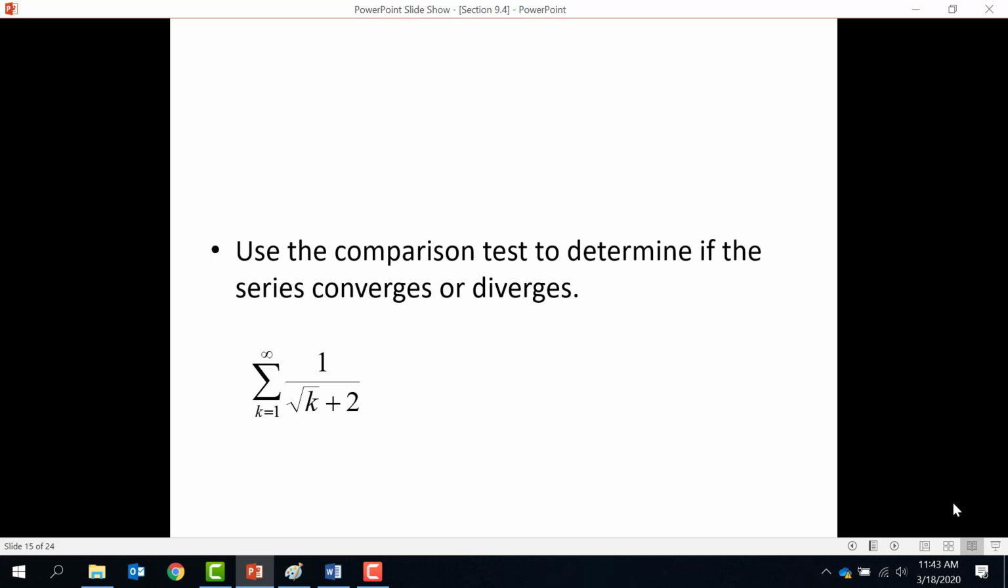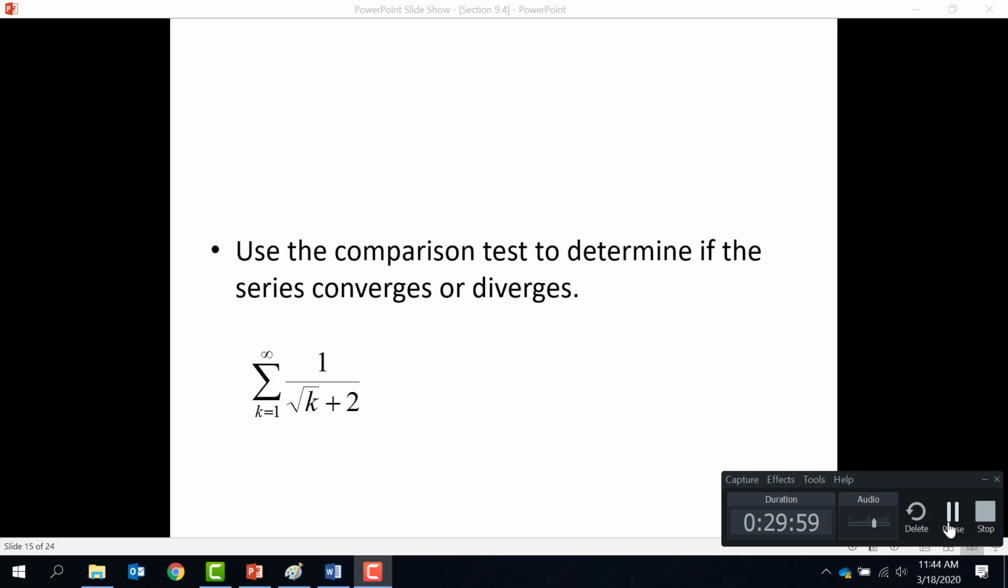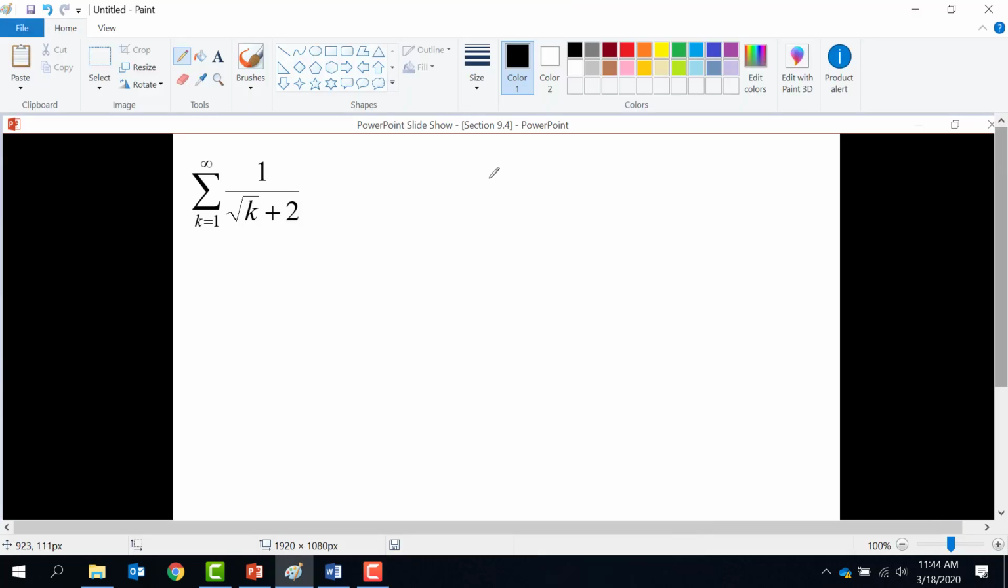And so then again, what we're going to do is use a multiple factor to make that smaller. So again, ignoring the 2, we're looking at the series 1 over the square root of k, which is just the p series 1 over k to the 1/2. And so this diverges because your p is less than 1. And so when your p is less than 1, you have a divergent series.